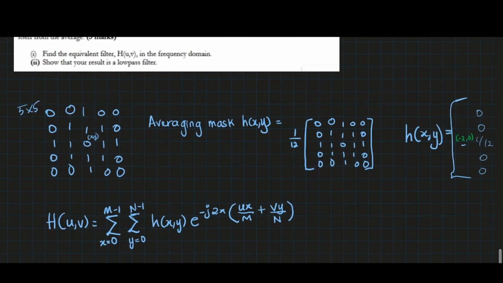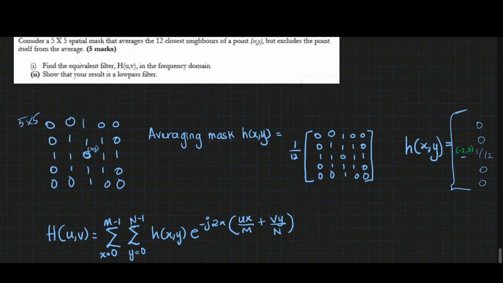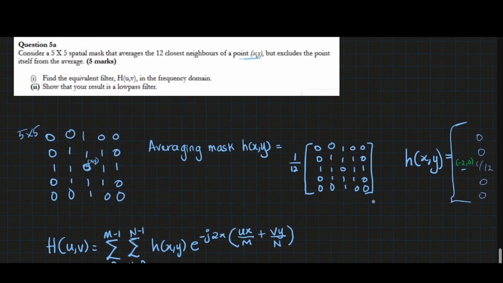You can see the center pixel. It says it averages the 12 closest neighbors of the point x, y. The point x, y is at this point, and then we choose 12 neighbors for it. Find the equivalent filter H, G, or V in the frequency domain. So first we have to find the filter for the averaging mask in the spatial domain.